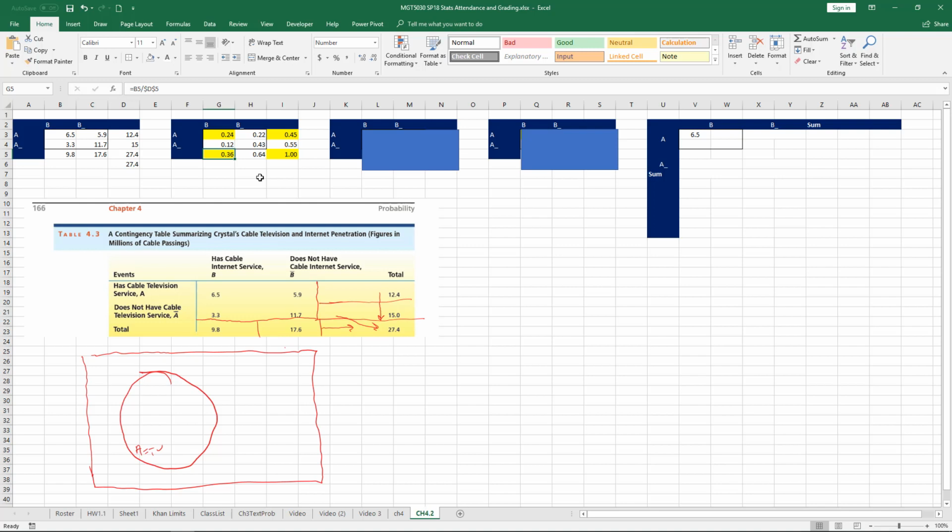B is the number of customers that have internet, so we'll draw that also. Now B is a little bit less. The number of people that have internet is 36% compared to 45%. So this circle, this graphical representation of B, the percentage of people that have internet, will be a little bit less than A. You can actually see it.